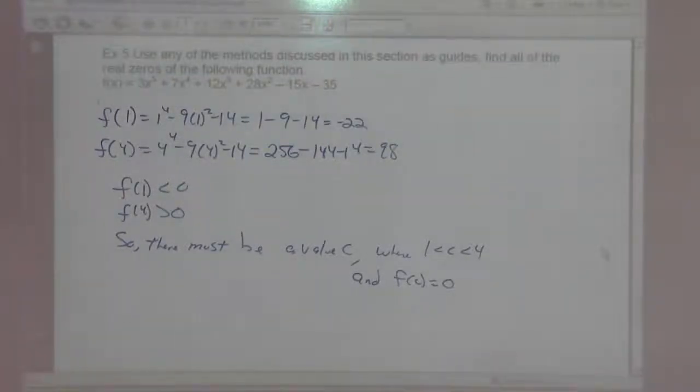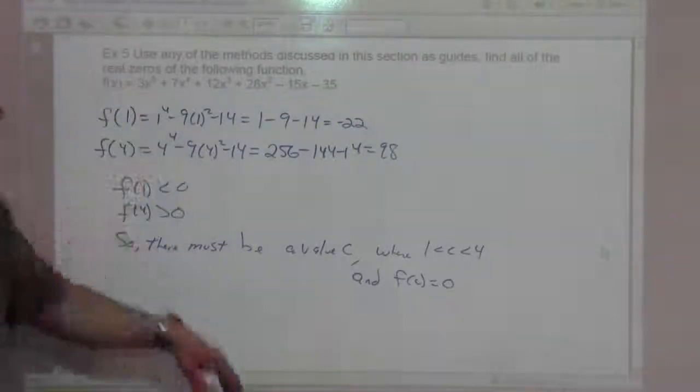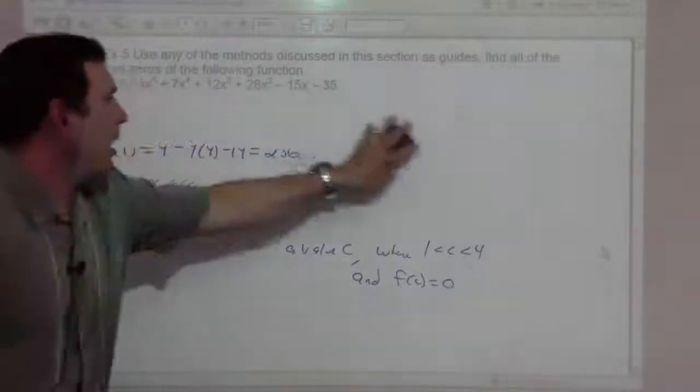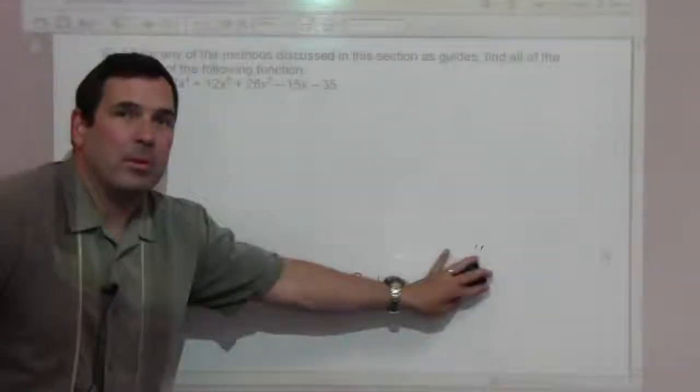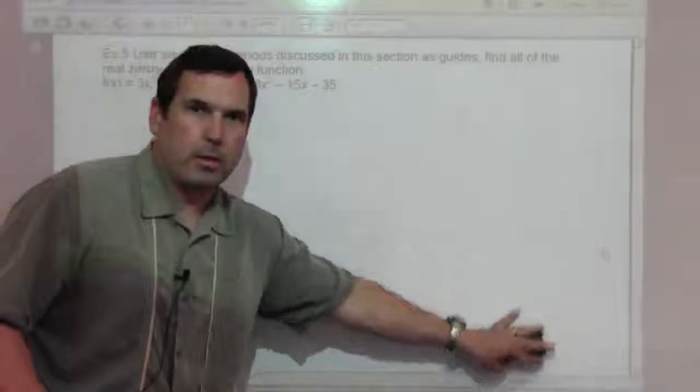We're going to use any of the methods discussed in this section as guides and find all the real zeros of the following function. Hey, look, it's 3x to the 5th power. That means 5 zeros. Some could be duplicated, have multiplicity too.